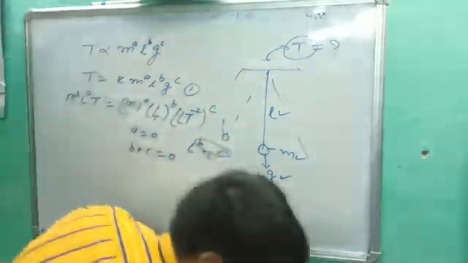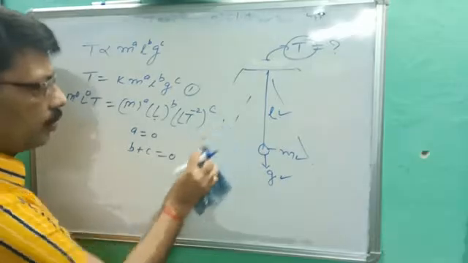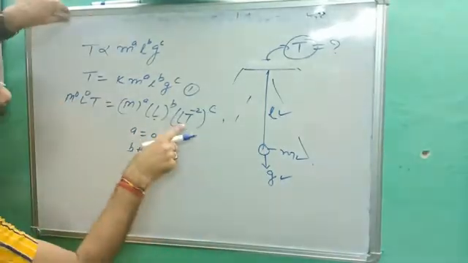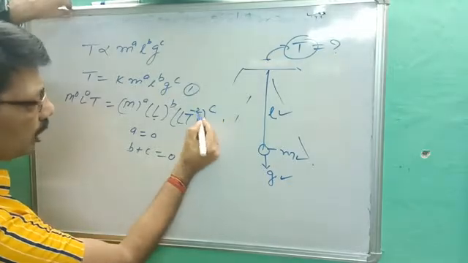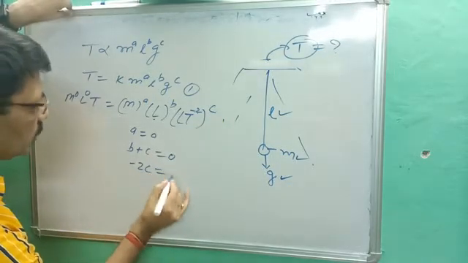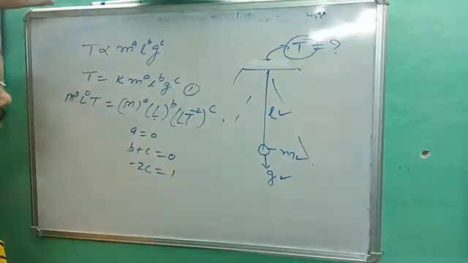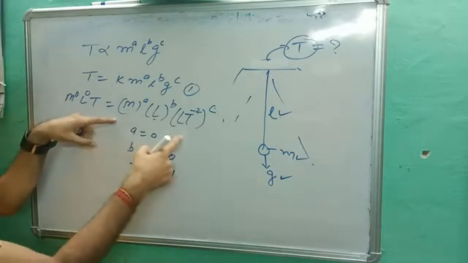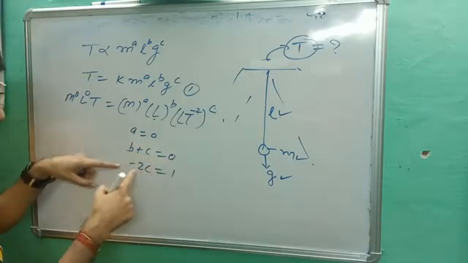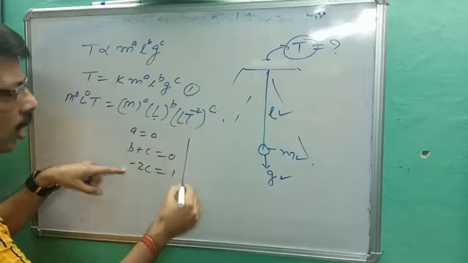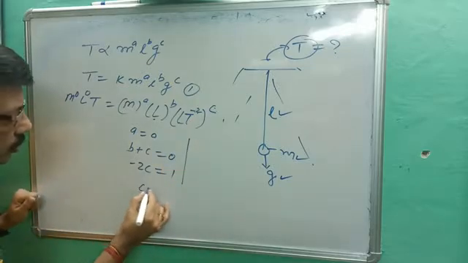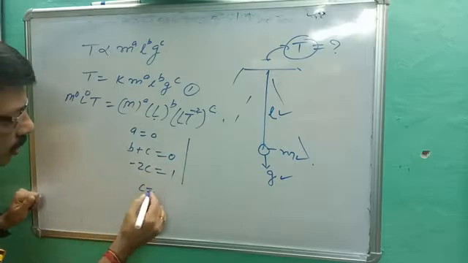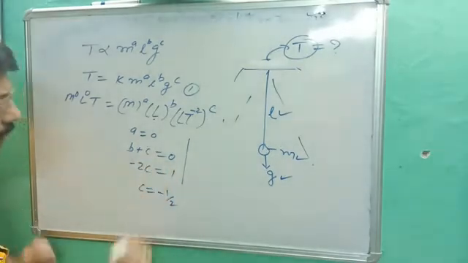Third point: T^-2c, see there, (T^-2) whole power c. So it will be -2c equal to 1, because on the left it is T^1. We are getting three equations: a = 0, b + c = 0, and -2c = 1. Anyhow, we have to solve these equations. This is very easy. So c = -1/2.